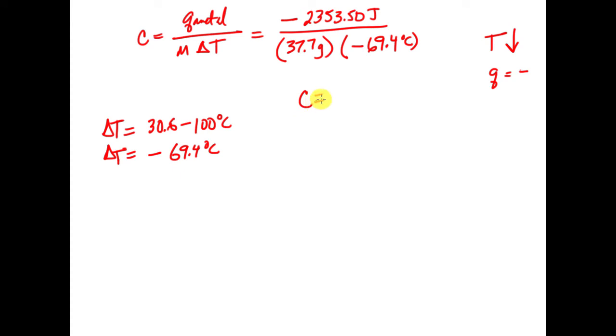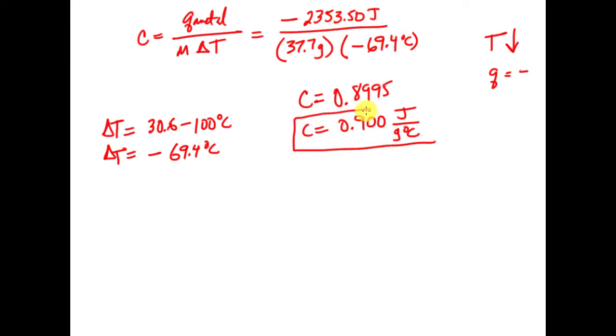So my specific heat when I'm finished, and I do this calculation, comes out to 0.8995, and if I round to the correct number of significant figures, 0.900 joules per gram degree Celsius. I keep all three of those units in here, and that is my unit for specific heat, and that would be the specific heat of my metal. All right, metals tend to have a low specific heat because they don't take a lot of energy in order to change a temperature 1 degree Celsius.